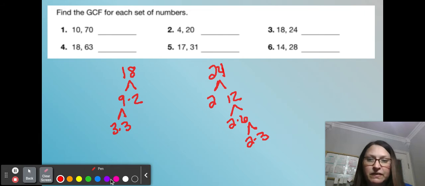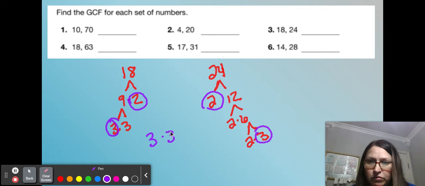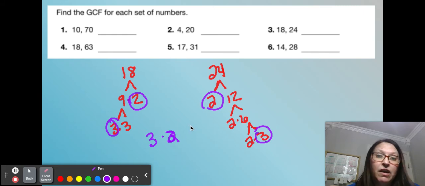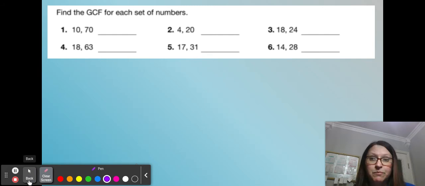Now I have to find the ones that they have in common. So they both have a 3, so I'm going to put 3. They both have a 2, so I'm going to put a 2 right here. So I have 3 times 2. I don't have any other 3s in both of the numbers, and I don't have another 2 in both of the numbers. So 3 times 2 equals 6. Now I am done with number 3.